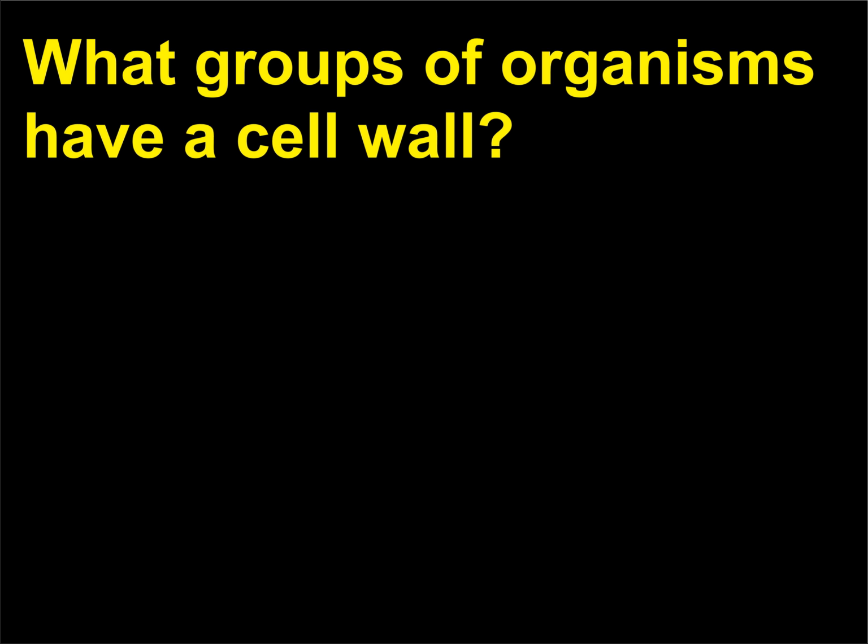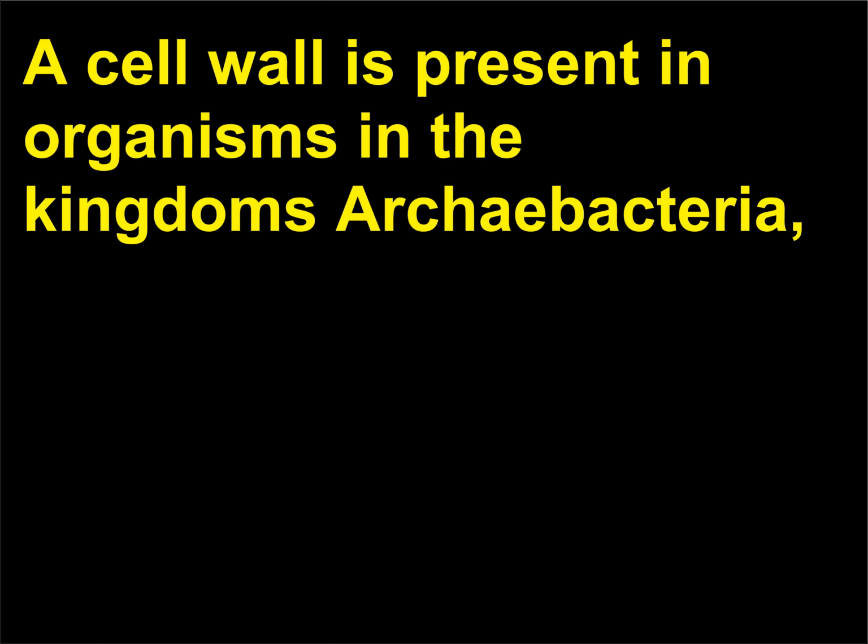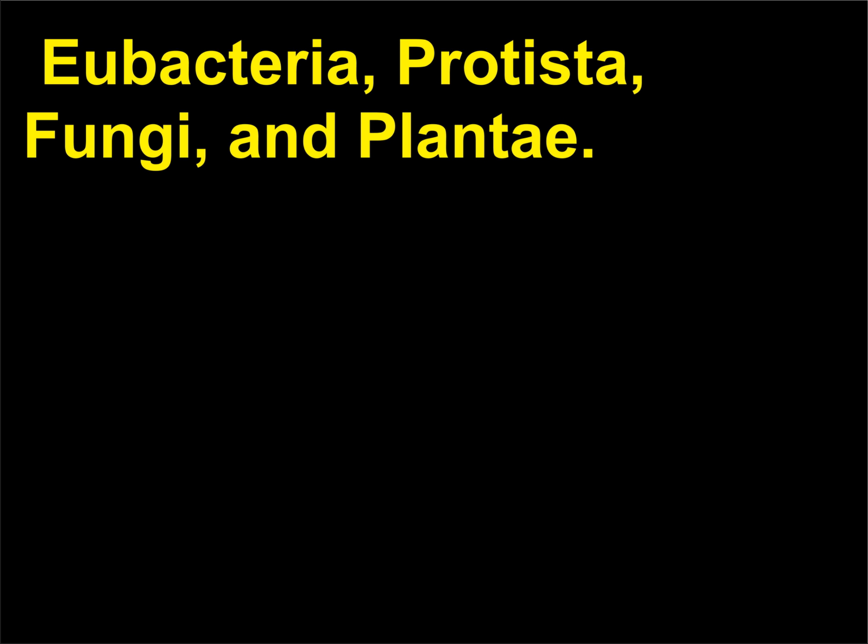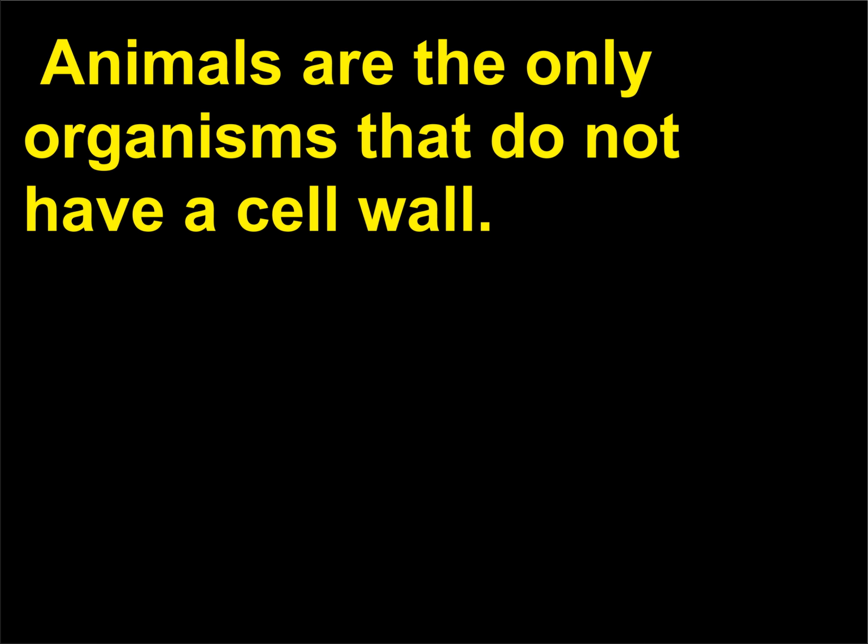What groups of organisms have a cell wall? A cell wall is present in organisms in the kingdoms Archaebacteria, Eubacteria, Protista, fungi, and Plantae. Animals are the only organisms that do not have a cell wall.